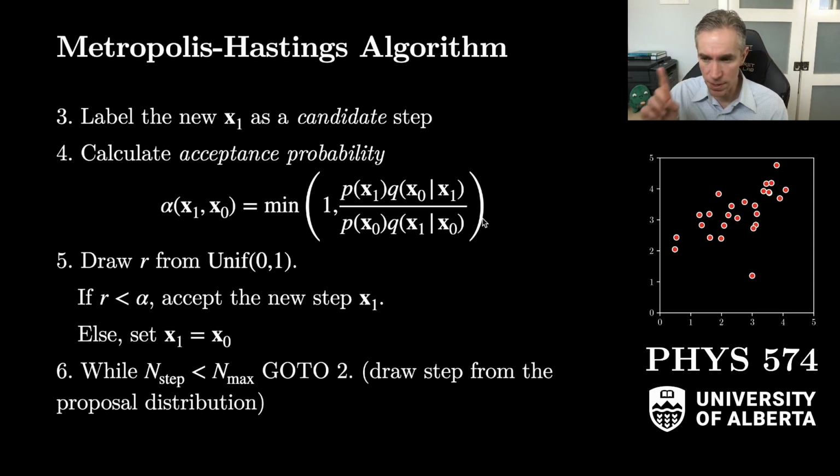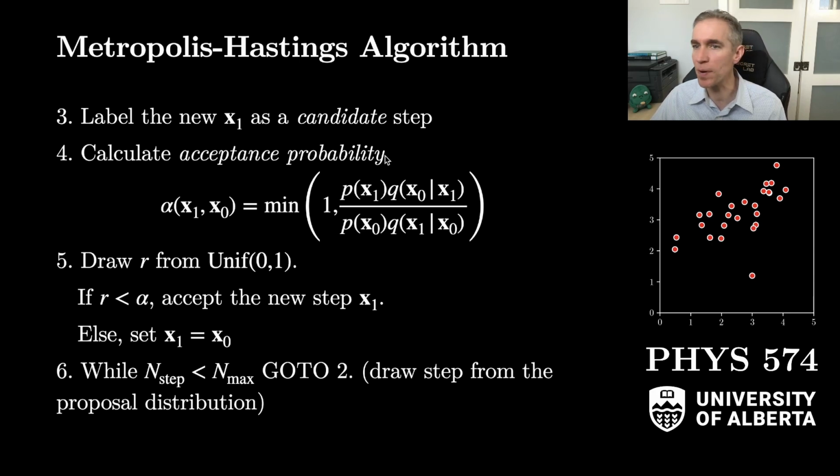I'll just note here, I'll say it again in a moment, that if we have a symmetric proposal function, this term cancels out, and it's easiest to see that this is just the ratio of the probabilities. So if P of x1 is larger than P of x0, this is the thing we're trying to sample from, this value would be larger than 1, and then the min function will just return 1.